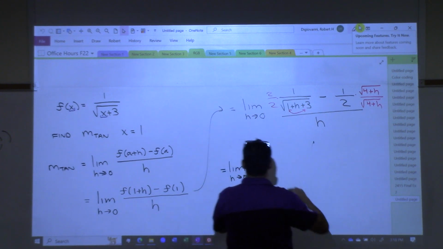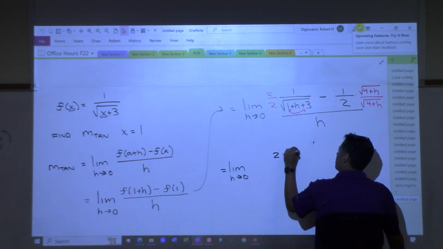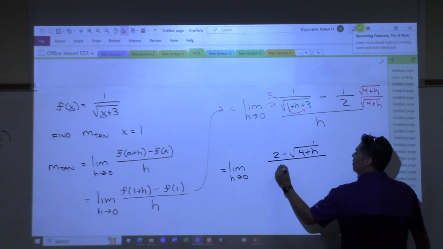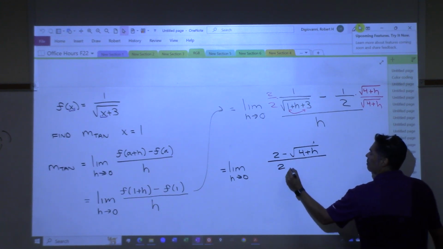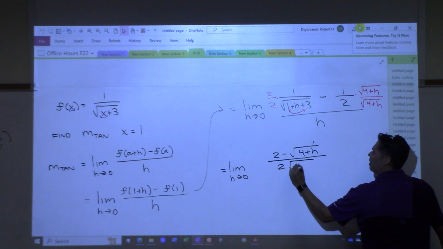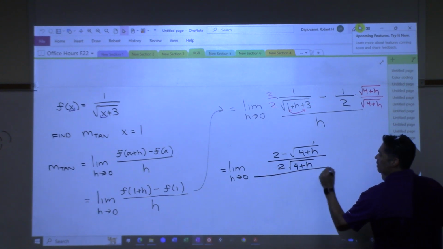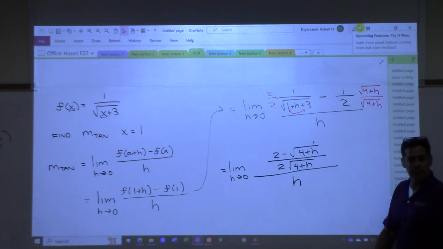2 minus the square root of 4 plus h over, keep going. 2 times the square root of 4 plus h, good. 2 times that, and then all of this, Jaden, over h. Good.